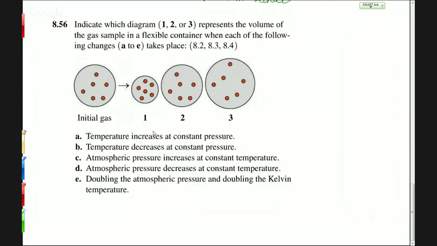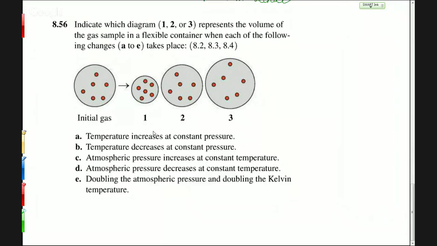So take a look at what this says here. Indicate which diagram represents the volume of the gas sample in a flexible container, like a balloon, when each of the following changes takes place. So we make some change, what happens to the volume? Picture number one is the volume going down. Picture number two is the volume staying the same. Picture number three is the volume increasing.